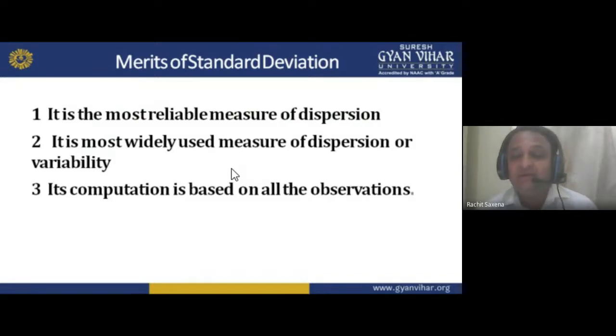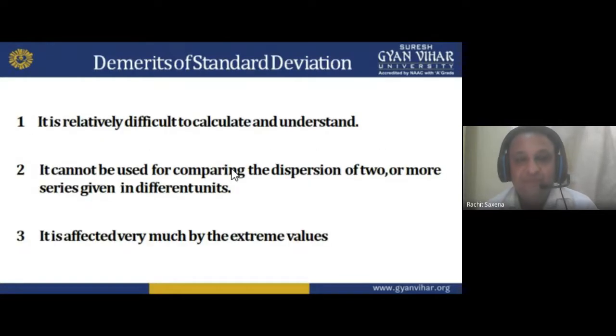My dear student, I made one error, that is 2.5. That is a form of parallax error in the vision, basically. I made a mistake, dear student. So if I have to remove this error, or calculate the error, this method is very good. Its computation is based on all the observations. Hope you understand. Now, demerits of standard deviation.